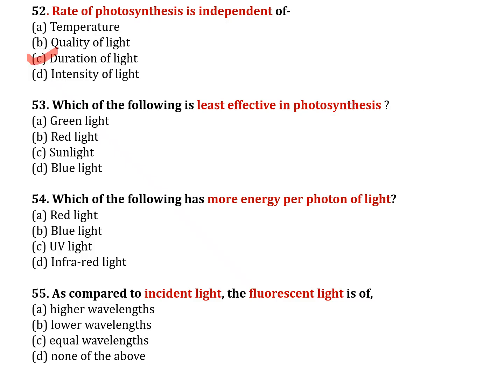The next question, number 53. Which of the following is the least effective in photosynthesis? Option A, green light. Option B, red light. Option C, sunlight. Option D, blue light. Correct answer is option A, green light.